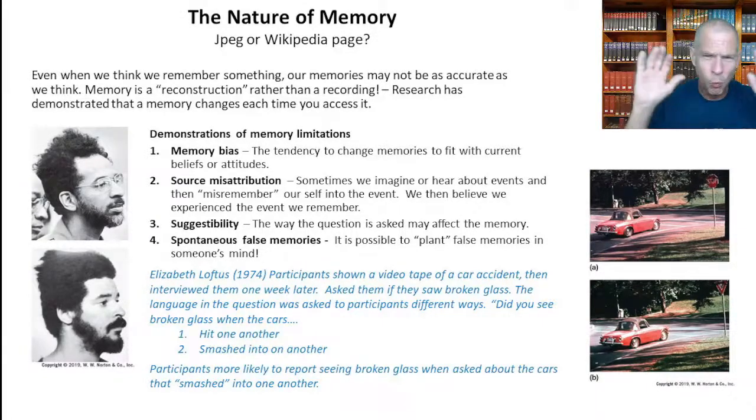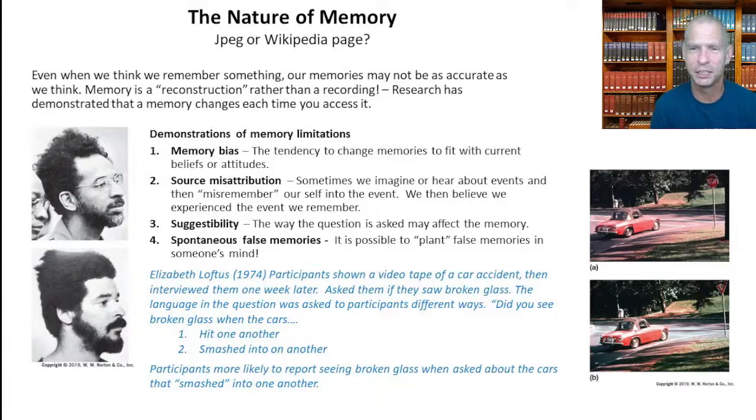So what these 4 things demonstrate, and I'm going to want you to be able to identify examples. On the exam, I have examples of these different memory limitations, and I'd like for you to be able to identify a spontaneous false memory that is planted, or suggestibility. I'd like for you to know Elizabeth Loftus's study. I'd like to know what it means when you demonstrate source misattribution.